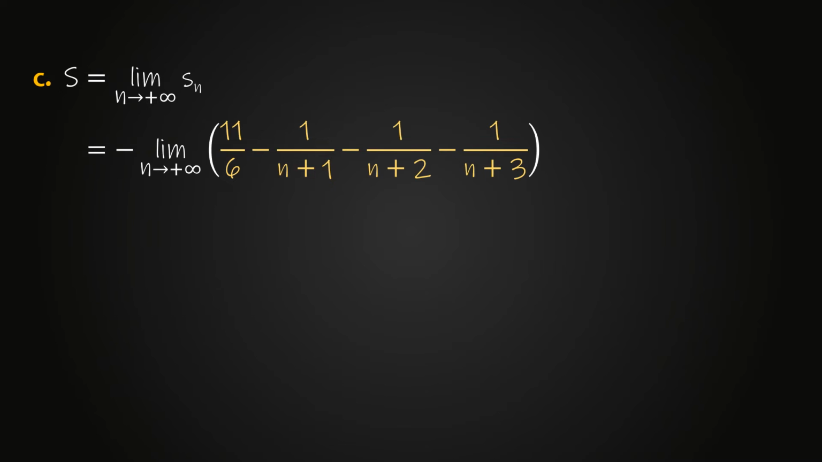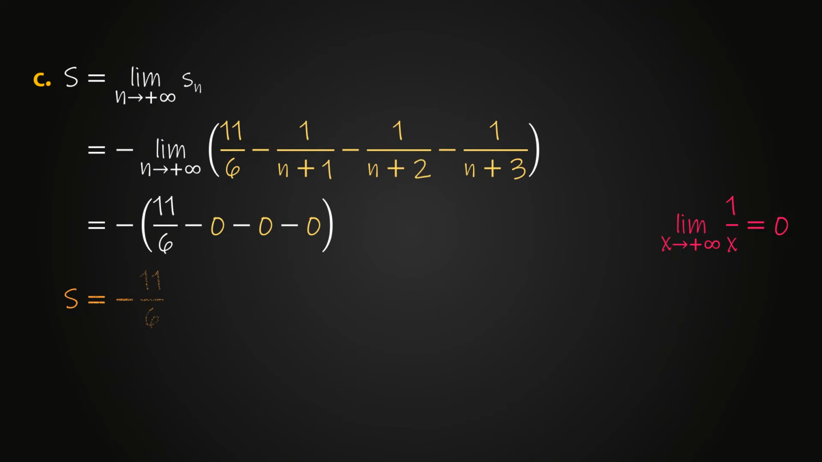C. The sum of the series is the limit of the partial sums. Substitute the expression of the partial sum, and then evaluate the limit. Use a limit at infinity expression. Thus, the sum of the series is equal to -11/6. This means that the sum of the series converges to -11/6, as the number of terms of a partial sum increases.